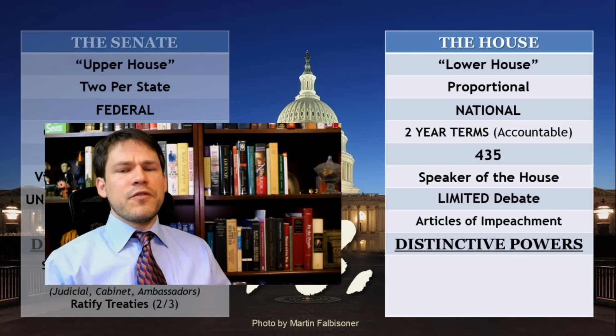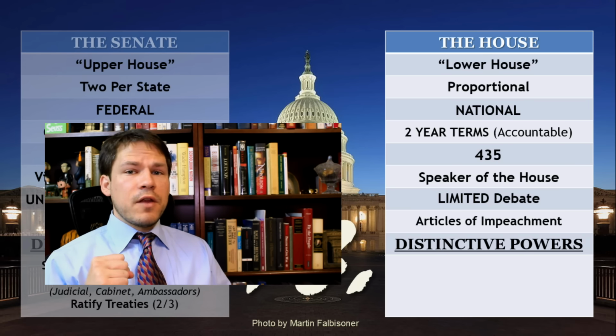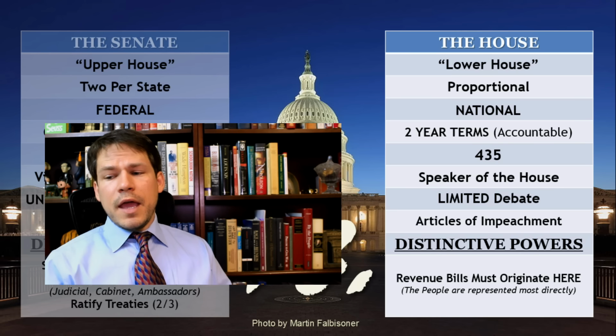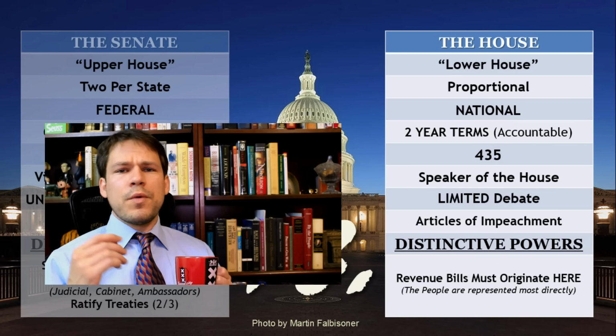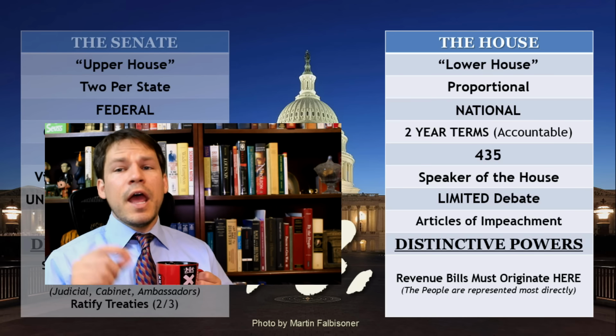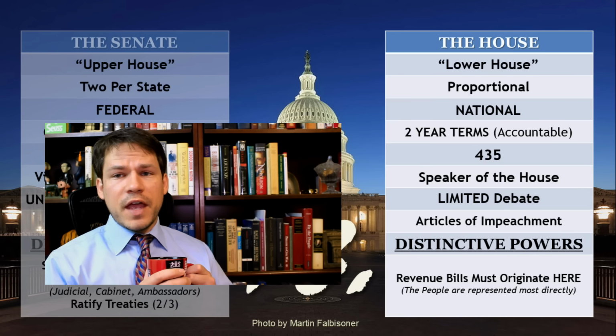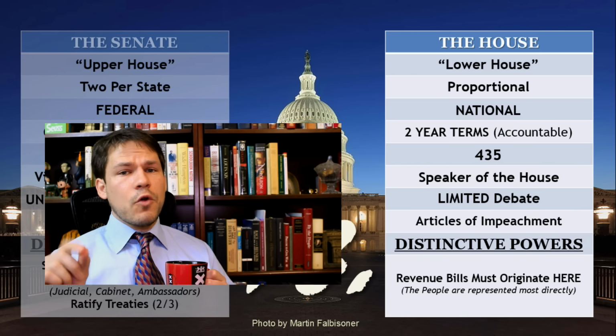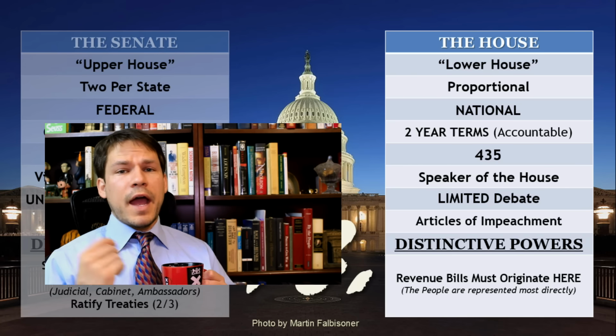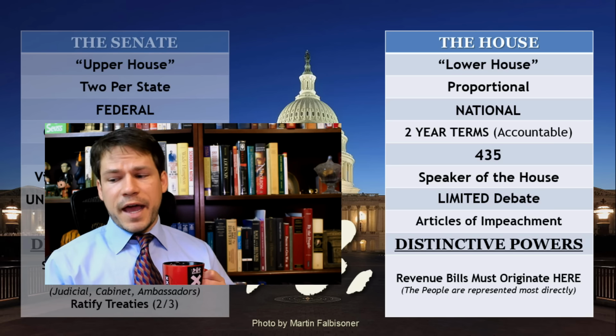Now, the one distinctive power of the House, besides drawing up articles of impeachment before they can go to the Senate, where cooler heads can prevail, is that all revenue bills must originate in the House. Now, remember when you go back to the American Revolution, no taxation without representation. So revenue bills having to do with taxation must originate in the House, where the House is closer to the people, and the decision to tax should start with this more democratic House.